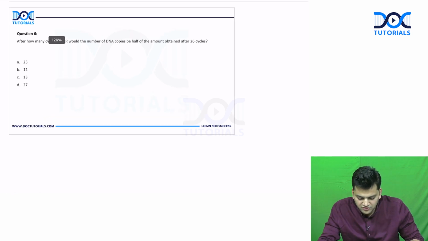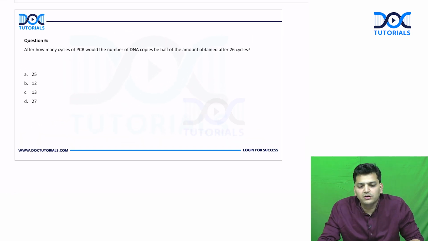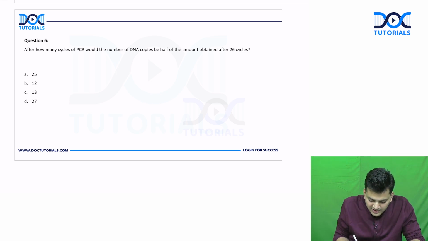Now it was more of a logical question that was there. After how many cycles of PCR would the number of DNA copies be half the amount obtained after 26 cycles? Now, one thing is very clear. See, in PCR, from one DNA, if you want to make 2 copies of DNA, you will do the PCR. Then again, if you repeat the cycle from 2, you will get 4 copies.